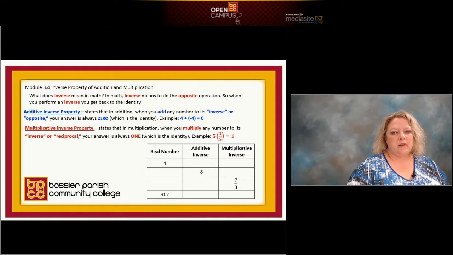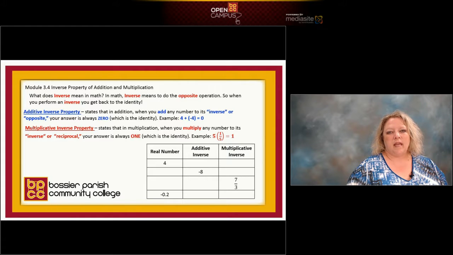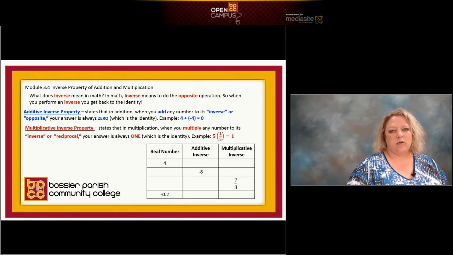The multiplicative inverse, I know that's hard to say, but multiplicative inverse property is a little bit different. When you multiply by the inverse of a number, instead of just saying the opposite of 5 is -5, that would be additive inverse. The multiplicative inverse is the reciprocal. You have to know what the word reciprocal means.